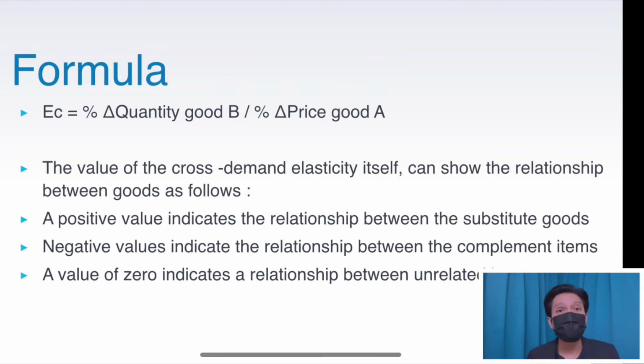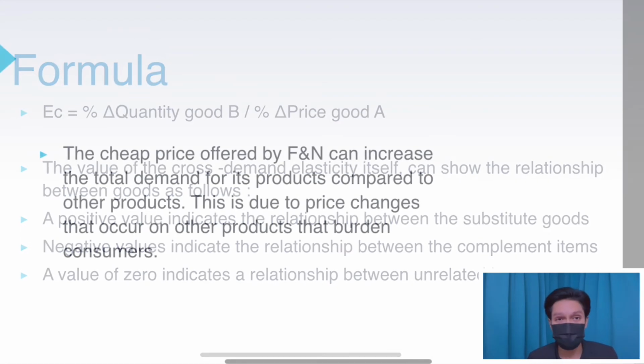So kita akan dapat tiga nilai. So tiga nilai sama ada positif, negatif ataupun zero. So a positive value indicates that the relationship is between substitute goods. The negative value indicates that the relationship is between complement items or goods, and a value of zero indicates a relationship between unrelated items.